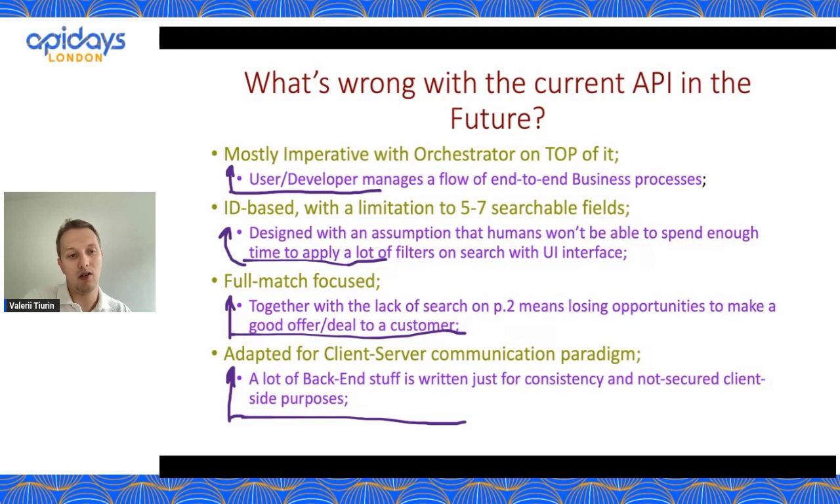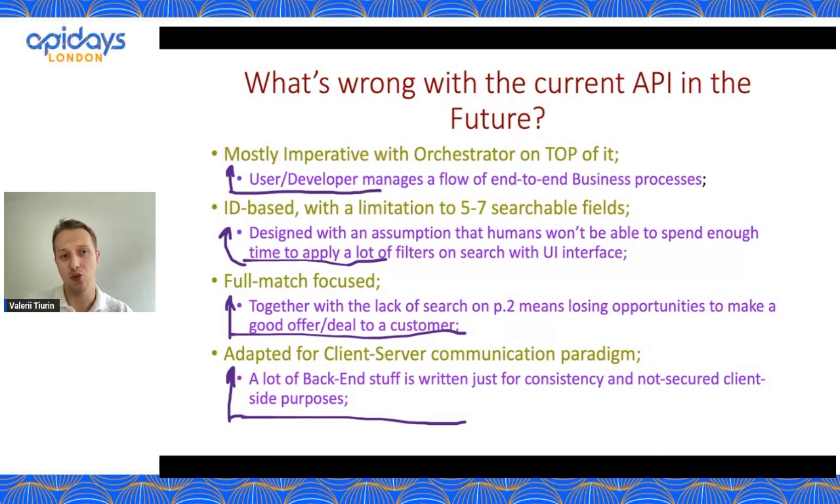The next thing which is wrong is full-match focused systems. Together with the lack of search from number two, it means losing opportunities to make a good offer, a deal, to a customer. And the last one is adaptation to the client-server communication paradigm. Every engineer knows that a lot of backend stuff is written just for consistency and because client-side properties are not secure. So we're writing a lot of proxies, gateways, etc., just because the client is not secure and not stable, and we're trying to resolve this issue with proxying on the backend side.